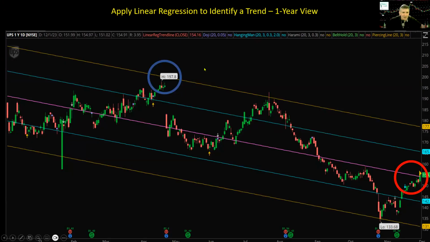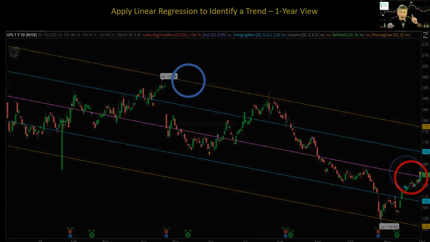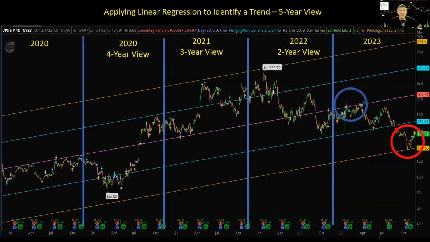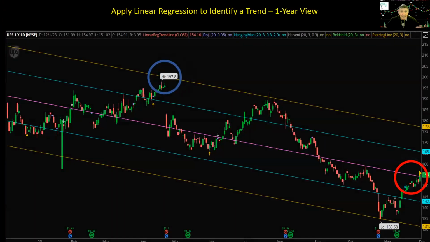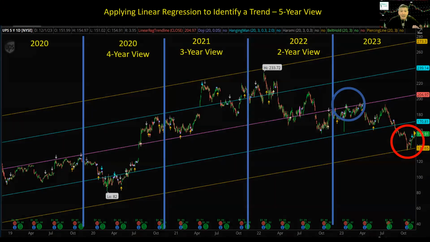Here's another example. Right here on the 1-year view, we've peaked out and we're touching the 100 channel line. Now check this out. This is great. When we move to the 5-year view, look where it's at. It's on the linear regression line, the mean. So going back again, look. On the 1-year view, it's up at the top. On the 5-year view, it's down on the mean.